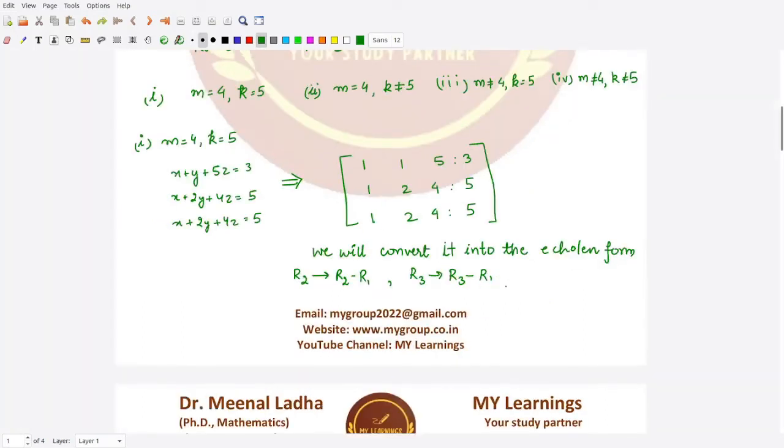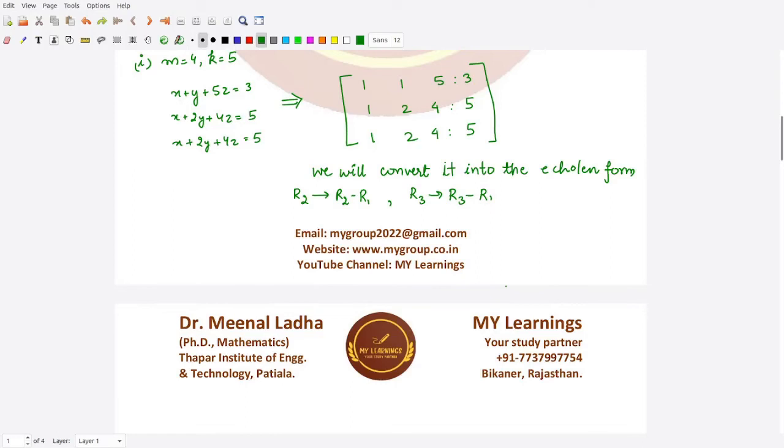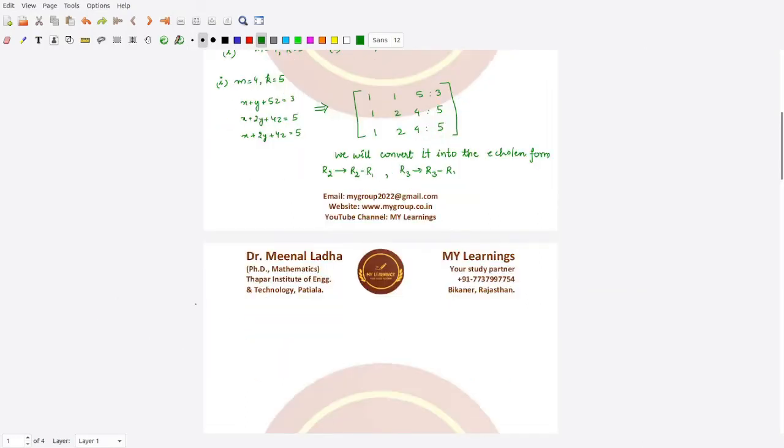Okay, so let's perform the operation quickly here. The first row would be as such, it would be 1, 1, 5 and 3, right? The second would be 1 minus 1, that is 0, right? 2 minus 1, that is 1, 4 minus 5, that is minus 1, right? And then we have 5 minus 3, that is 2. Next, for the third row, it is 1 minus 1, 0, 2 minus 1 is 1, 4 minus 5 is minus 1 and 5 minus 3 is 2, right? So this is the matrix that we obtain after performing these row operations.